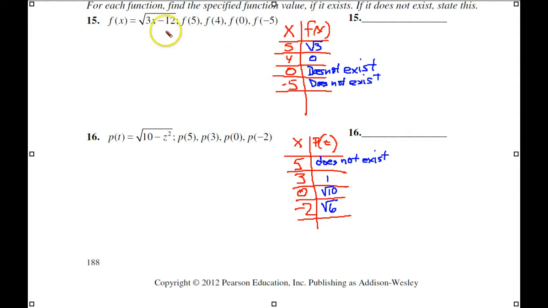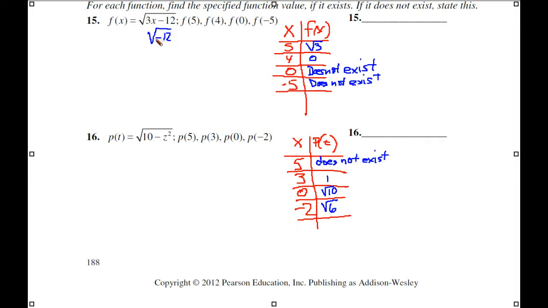Now if x is 4, 3 times 4 is 12. 12 minus 12 is 0. The square root of 0 is 0. Now if x is 0, 3 times 0 is 0, and you're left under the radical sign with a negative 12.